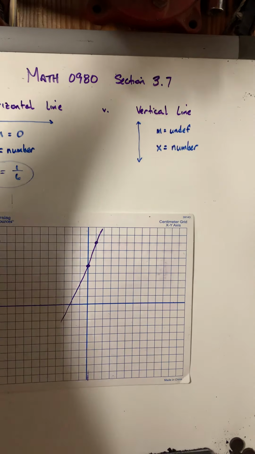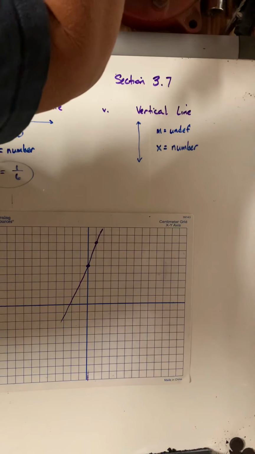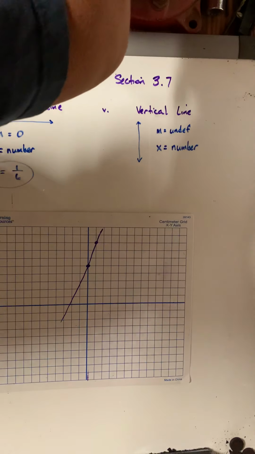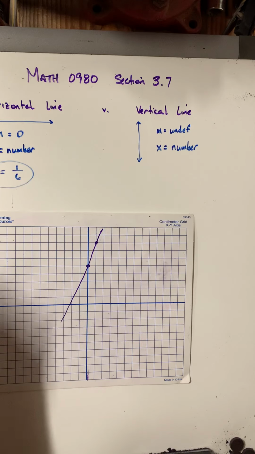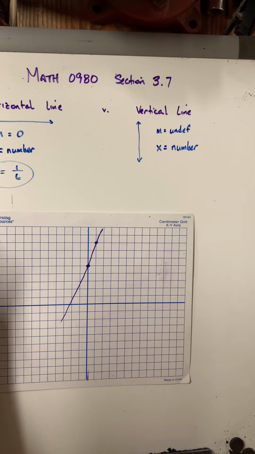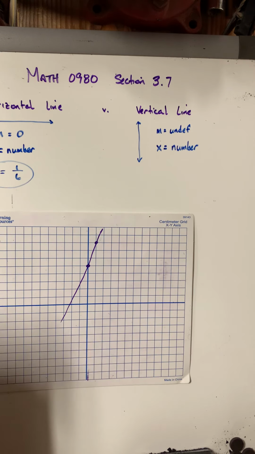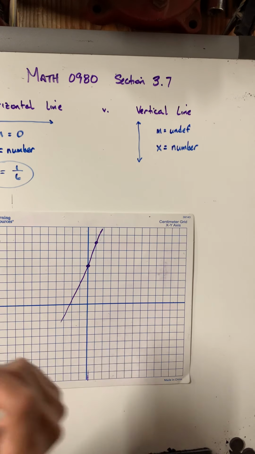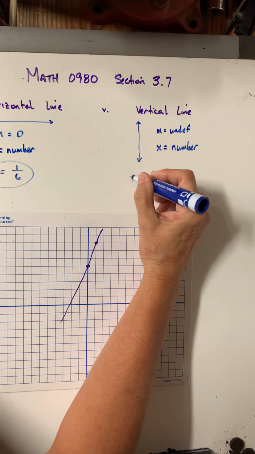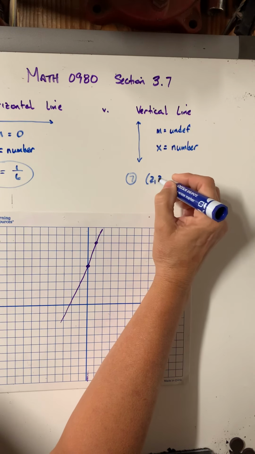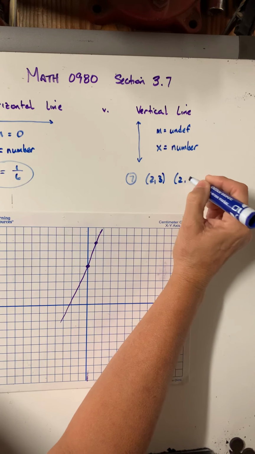So now I want you to jump to question 7, and questions 7 through 11 are all going to be either horizontal lines or vertical lines. And I want you to be able to look at the pattern and recognize why. So on question 7, it gives me 2 points, and the points are (2, 3) and (2, 5). So this is question 7. I'll put it over here. I have (2, 3) and (2, 5).